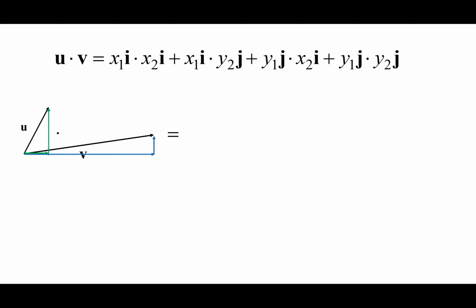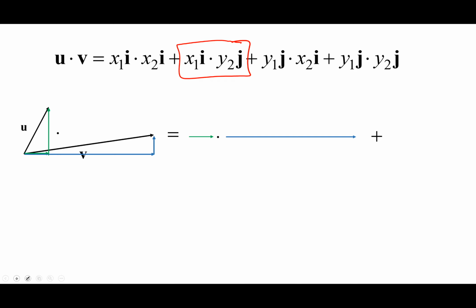Remember that the i's are the horizontal components, and the j's are the vertical components. The sub 1's came from the u's, and the sub 2's came from the v's. So this right here, x sub 1i times x sub 2i, says I'm going to take the horizontal of the u vector, which looks like this, and multiply it by the horizontal of the v vector, which looks like that.